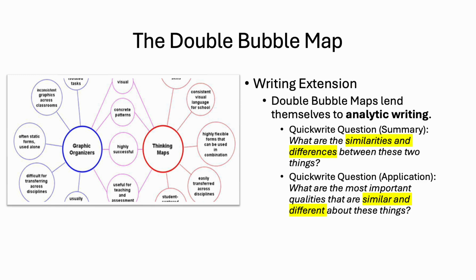And if we want to have some writing extension with the double bubble map, they definitely lend themselves to analytic writing. For example, if you are doing a summary, the question might be, what are the similarities and differences between these two things? Or, if you are doing application, what are the most important qualities that are similar and different about these things?